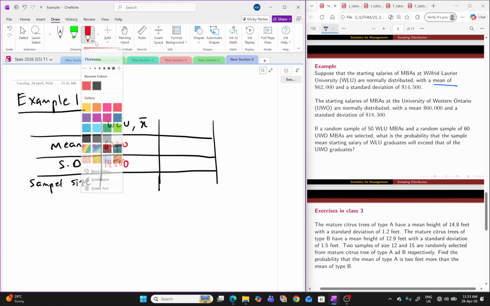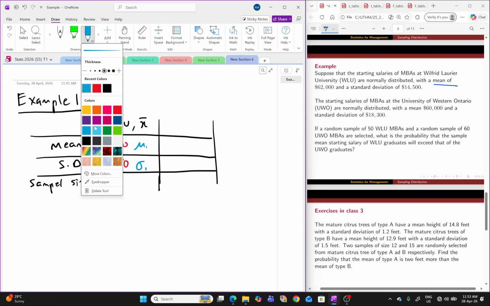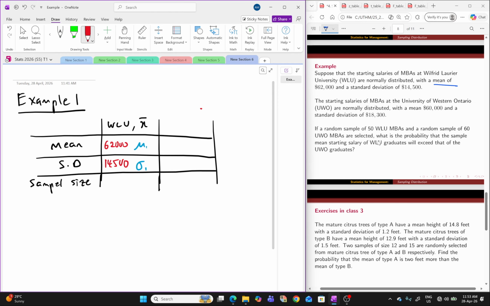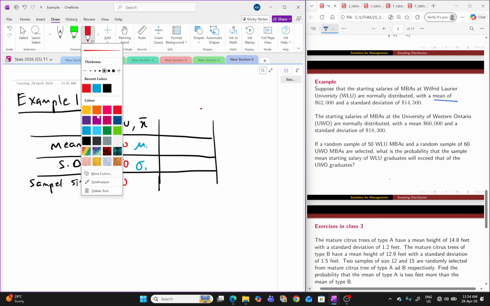This will be your mean 1. This is your standard deviation 1. And sample size is 50. This is N1.